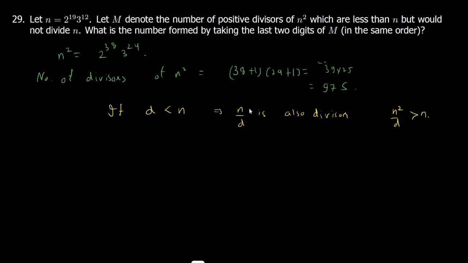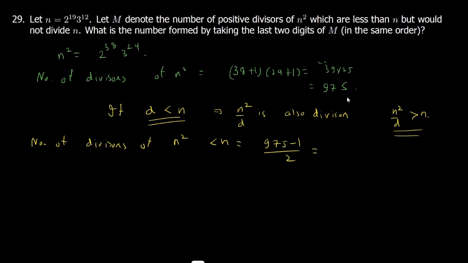N squared by d is also a divisor, by the way, because we are talking about divisors of n squared. If d is less than n, then n squared by d is also a divisor which will be greater than n. So corresponding to every divisor less than n, there is a divisor greater than n, a one-to-one relation between them. Only the middle divisor n is alone. If we separate that middle divisor, the rest are half and half. So the number of divisors of n squared which are less than n is (975 minus 1) divided by 2, which is 974 divided by 2, which is 487.